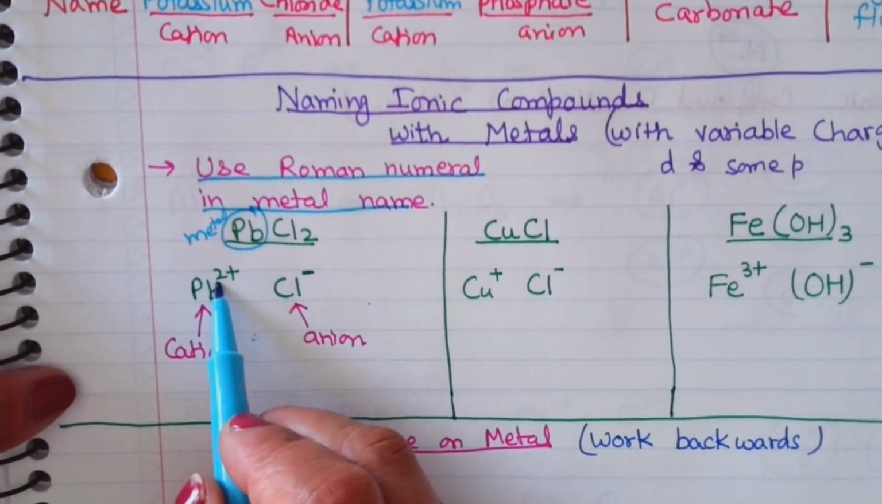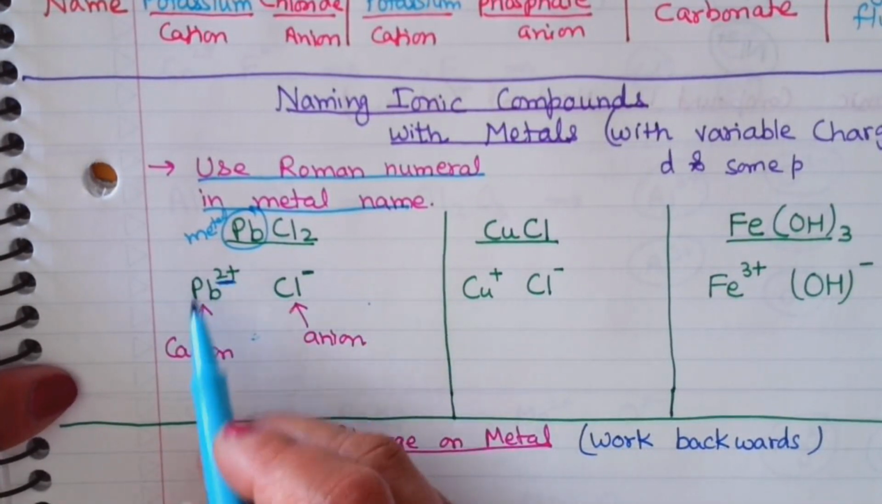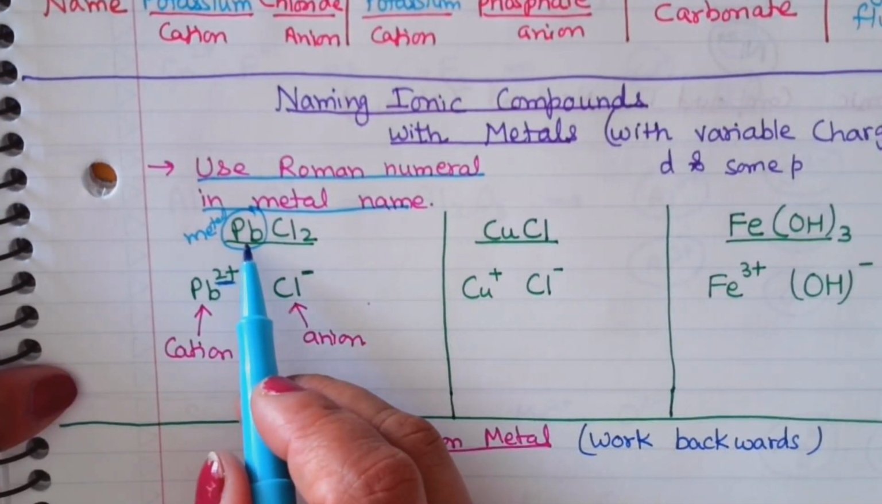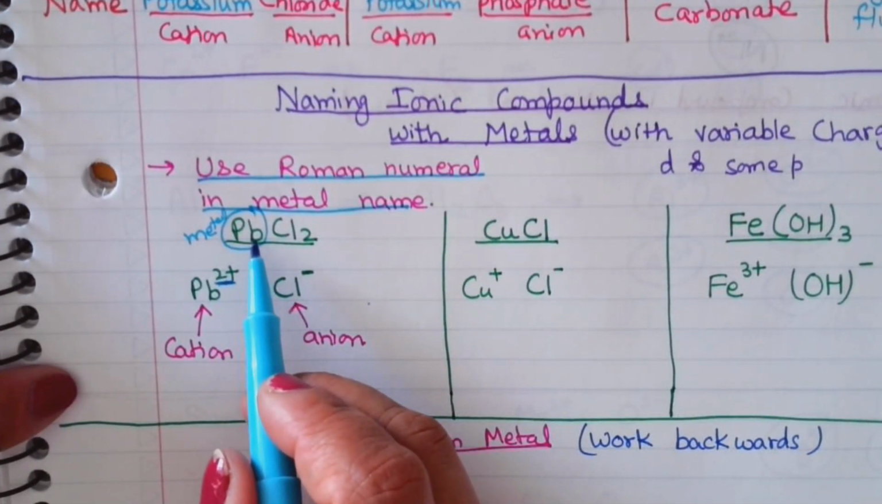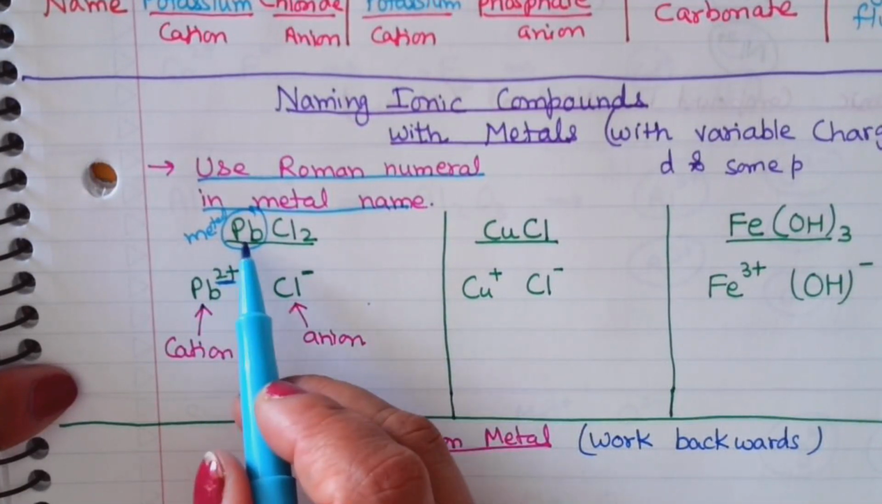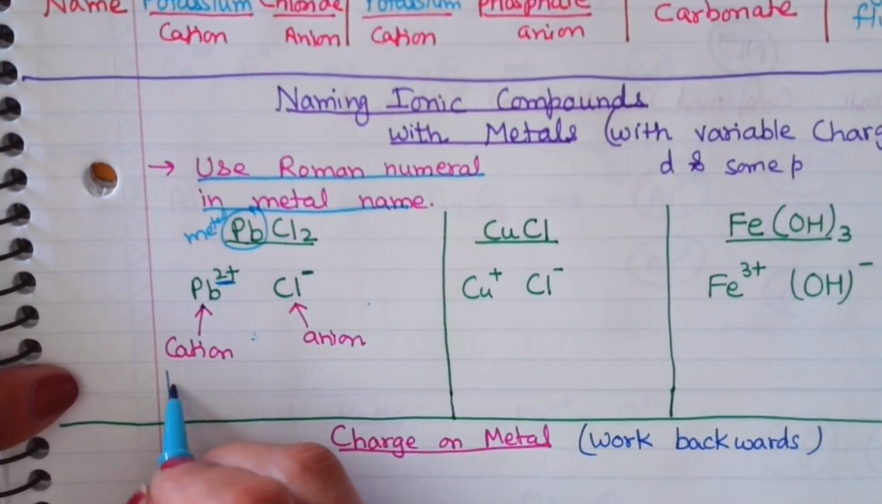Now, since it has a charge of 2 plus, I will tell you how we calculate and find out what the charge of the cation is. For now, this is the cation that makes this compound, so that would be lead.